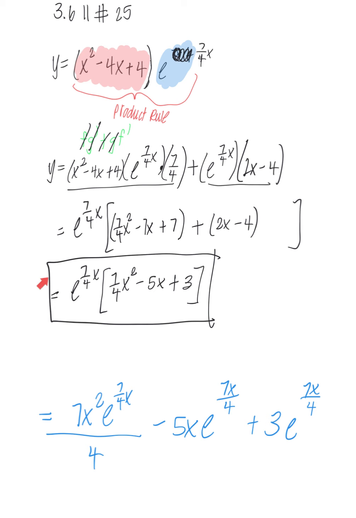Now, at first glance, these look super different. But if you'll notice, the only difference that Pearson has is that they didn't factor out the e. So if I distributed the e to the 7x over 4 back to everything in that trinomial, it's the same exact answer.